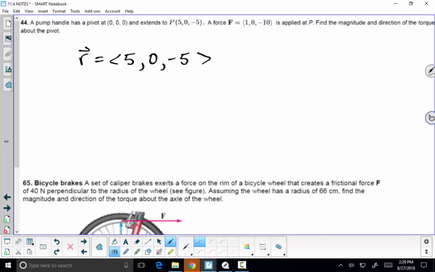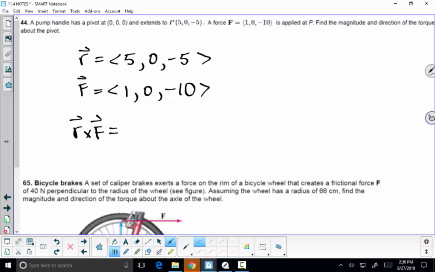Okay, and then the force, they give it to us. Force is gonna be 1, 0, negative 10, and it's applied at P, which is the end of the lever arm. Find the magnitude and direction of the torque about the pivot. Okay. Can we just do cross product? So we do the cross product, R cross F.